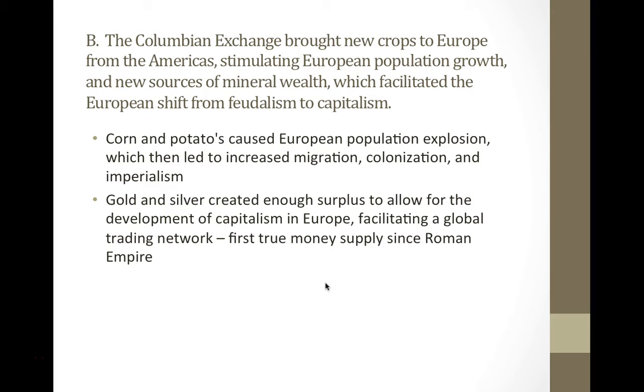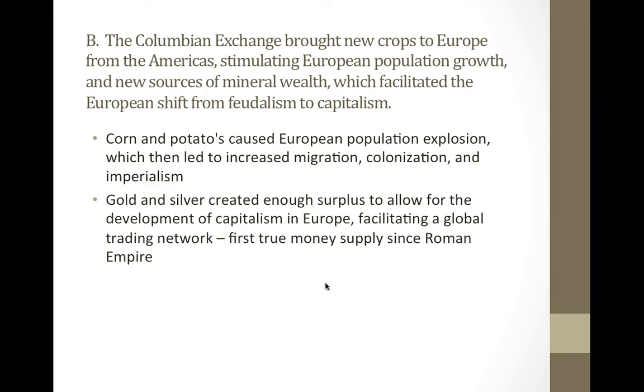All right, Columbian Exchange is super important. We get new crops to Europe from the Americas. All right, it's going to stimulate European population growth. All right, we're going to see a shift from feudalism to capitalism. That's going to be part of this. It was already starting to happen anyway. All right, but corn and potatoes cause the European population to explode. All right, leads to increased migration, leads to colonization, leads to imperialism.